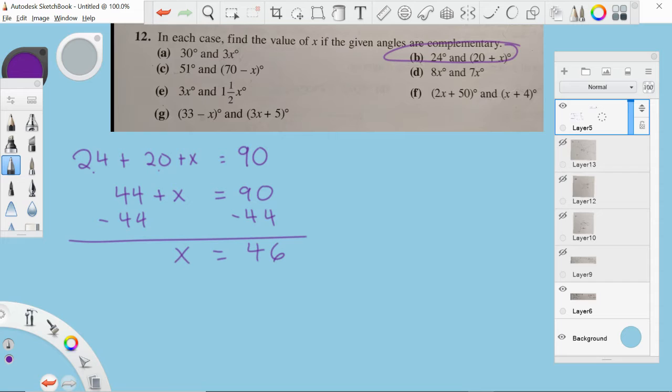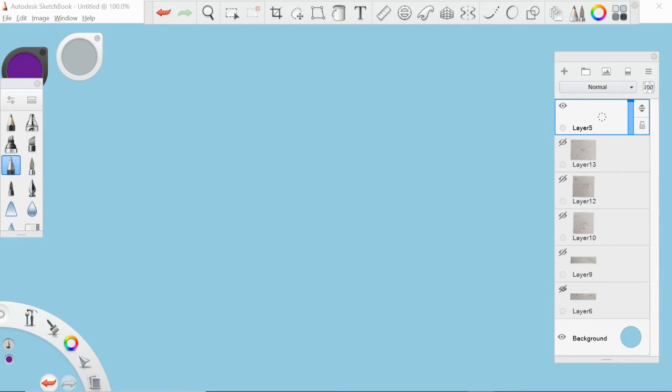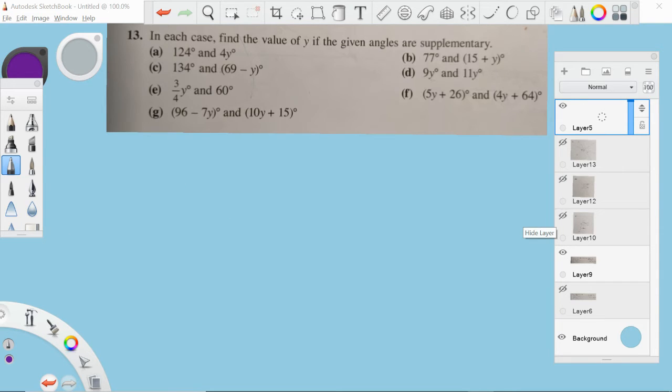All of the other problems are very similar. You just set up the equation the way I did, that these two things must add together to make 90. Moving on to the next one. This is question number 13. It says find the value of y if the given angles are supplementary. Supplementary has a different definition. If two angles are supplementary, that means they add together to make 180. I'll do 13F to show you how that's done.